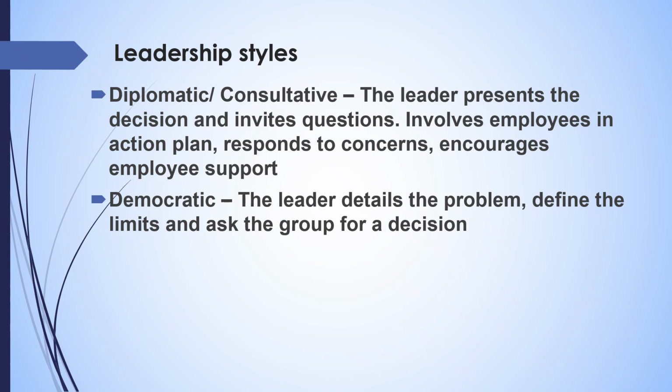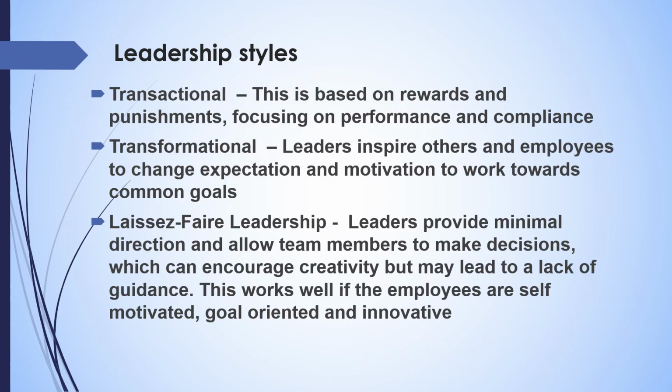Then democratic leadership. A leader details the problem, defines the limits, and asks the group for a decision. In democratic leadership, the leader tells about the problem and what the limits are, the upper and the lower limit, and then asks the group for a decision. And transactional leadership. This is based on rewards and punishments, focusing on performance and compliance. So those who have good performance will get a reward. Those who are not compliant will get a punishment.